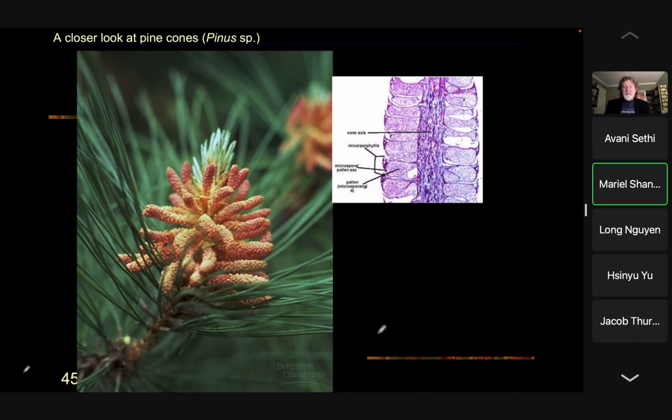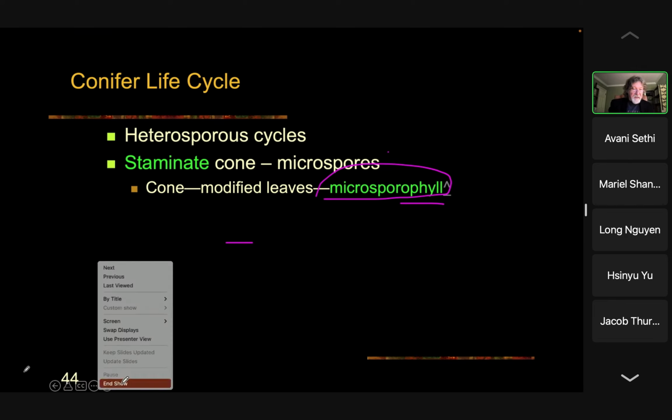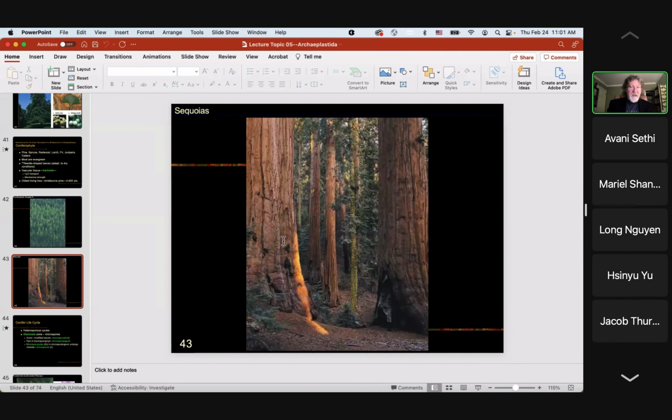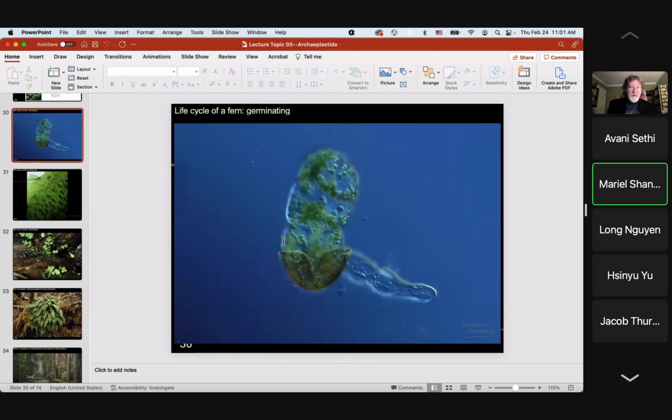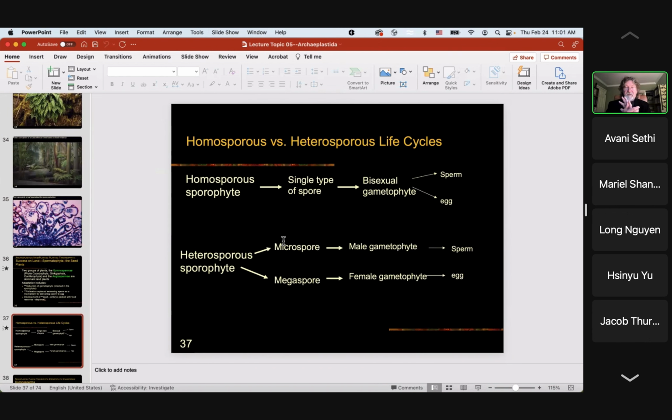Oh wait, sorry, I have another question. Sure, go ahead. For slide 37, I'm still a little bit confused how to differentiate different species between the homosporous and heterosporous life cycles. Okay, let me go back to that. Let me end this, makes it easier for me to get back there. Like, is it homosporous like the fern? Which slide was this? 37. Yeah, there.